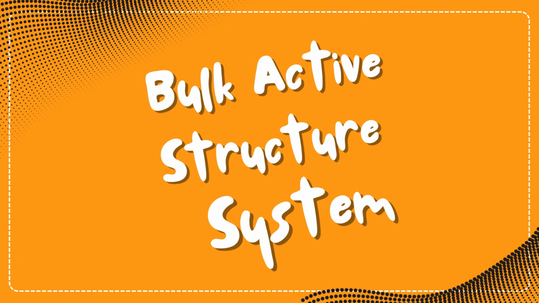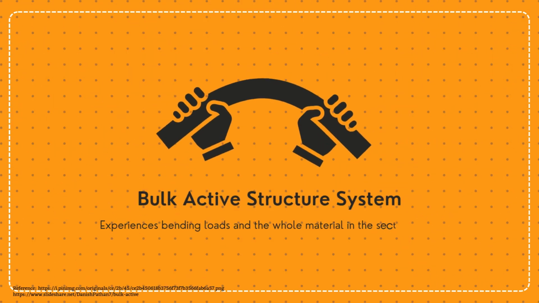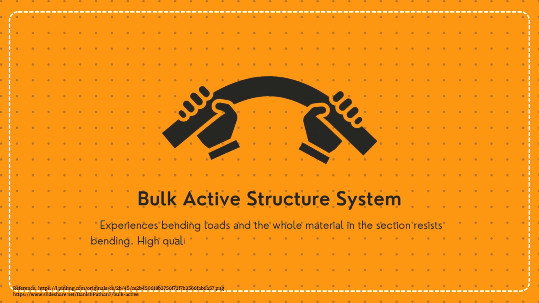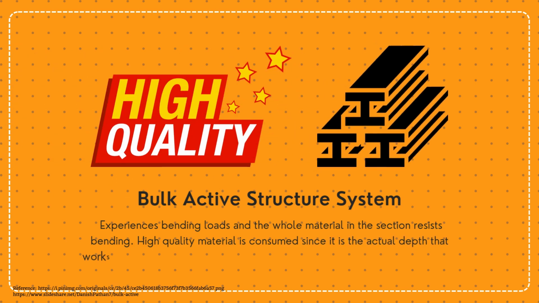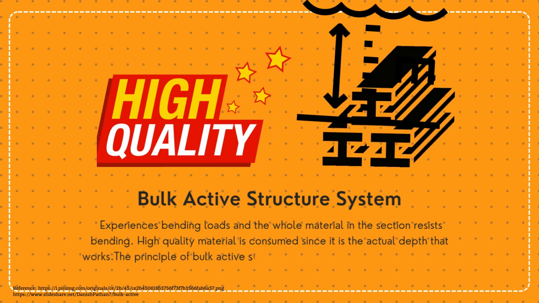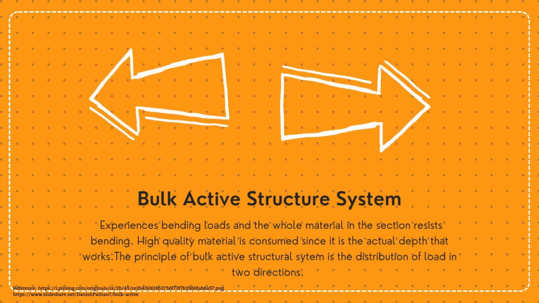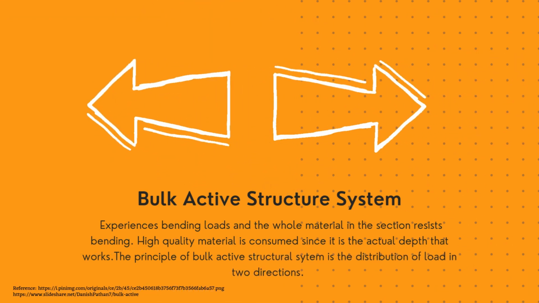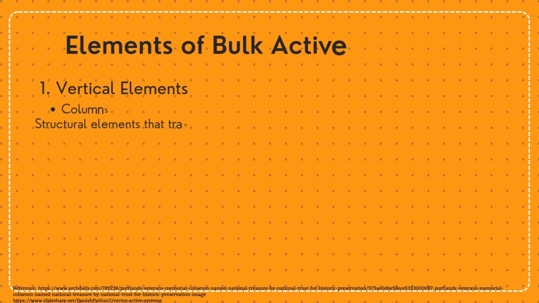Bulk active structure system. Bulk active structure system experiences bending loads and the whole material in the section resists bending. High quality material is consumed since it is the actual depth that works. The principle of bulk active structure system is the distribution of load in two directions. There are two elements in bulk active structures.